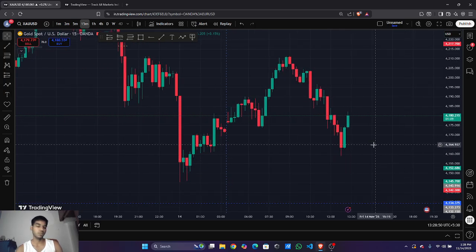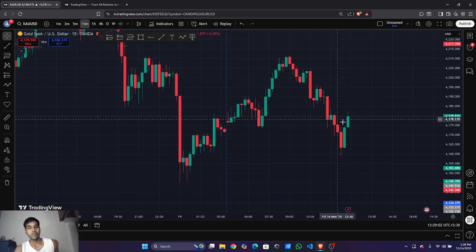15 minutes also shows bullish. Gold is a little low probability. We will look for sells, but with half quantity. XAU. It's in a 15-minute order block.